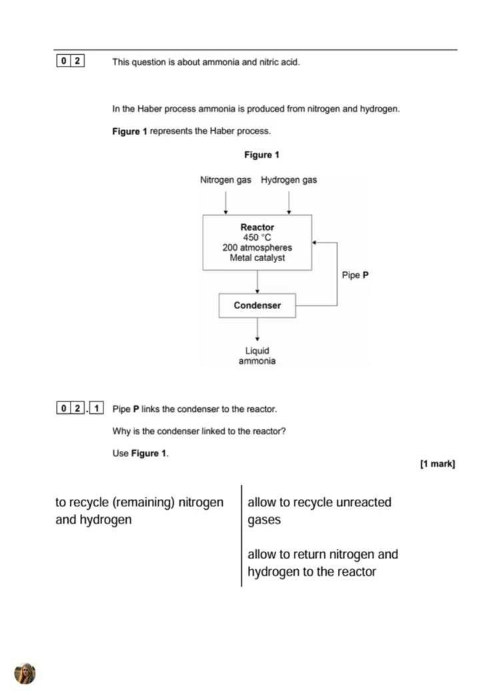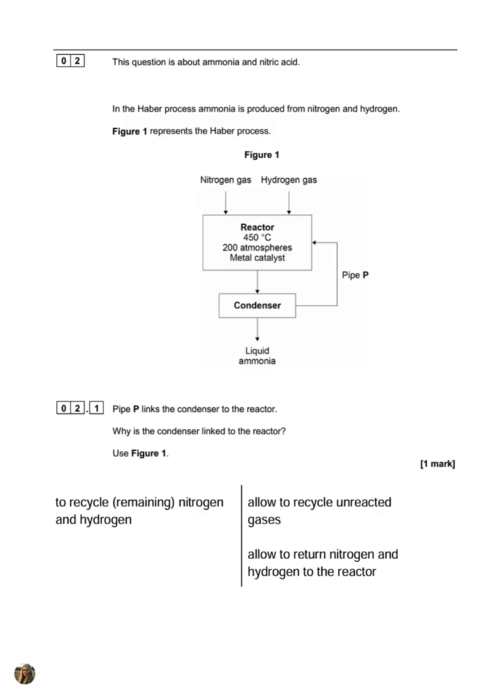So you can see in the diagram, something is going back around from the condenser. You know what the reactants are, you can see those going in at the top, and you were told this in the specification. So it's to allow the hydrogen and nitrogen that haven't reacted to go back into the reactor, or you could say to recycle unreacted gases.